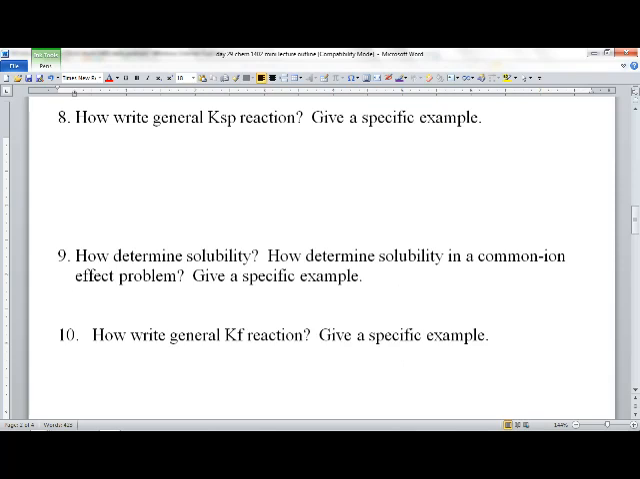Destiny, what's the convention to write a Ksp reaction? What was the convention? Anybody help her? What was always on the reactant side? The solid. Everybody goes to its ions. The precipitate is another word for solid. So it'd be the precipitate goes to its ions. Right? Okay, give me a specific example, Aldo. You need your table. Give me a specific Ksp reaction.